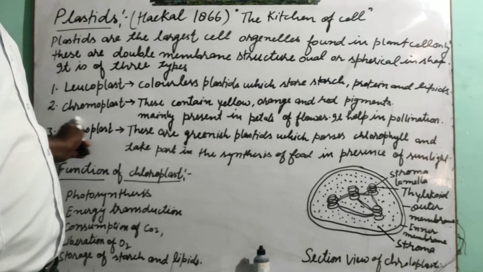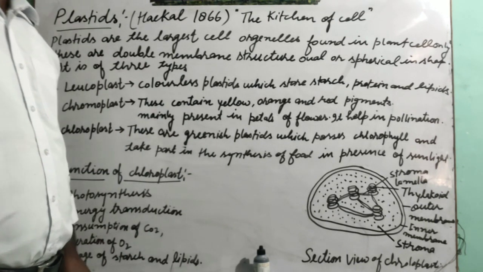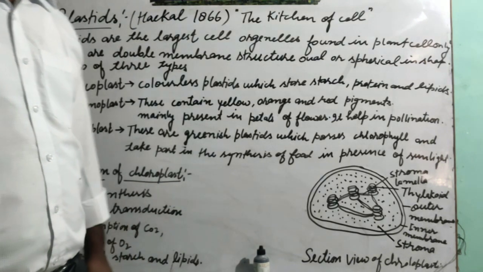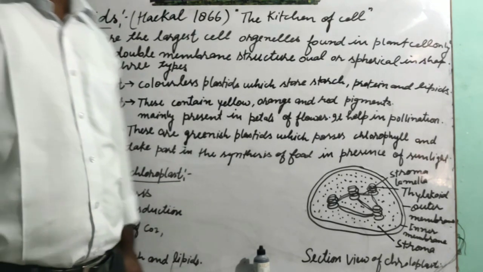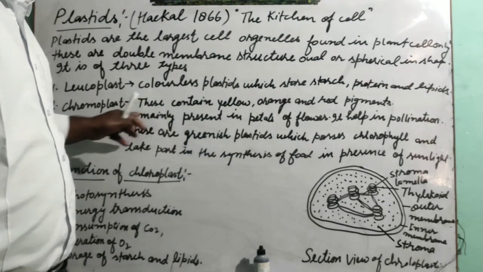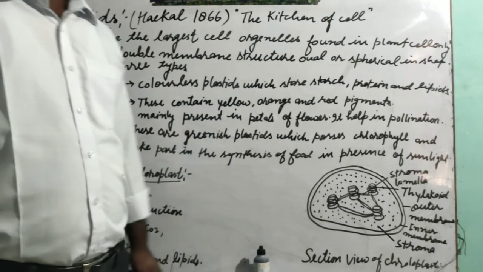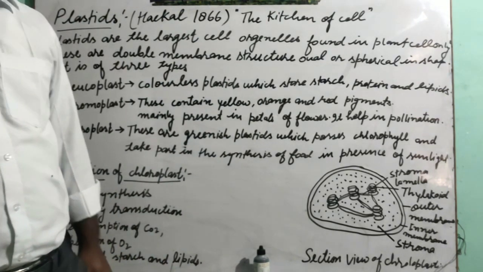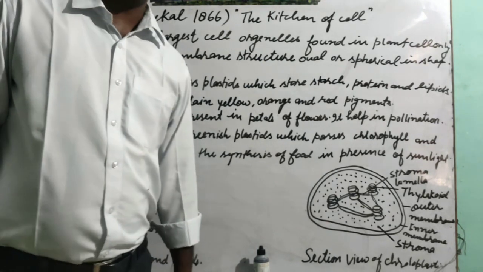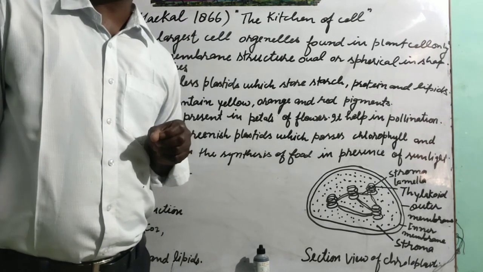The second one is chromoplast. Students, this chromoplast is a colorful plastid which contains yellow, orange or red pigments. Mostly it is present in the petals of flowers. You have seen that a flower has sepals and petals.